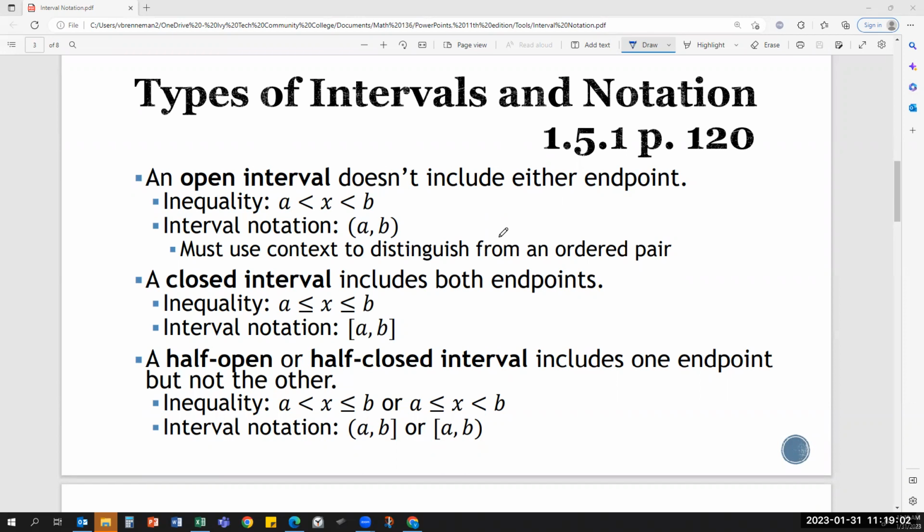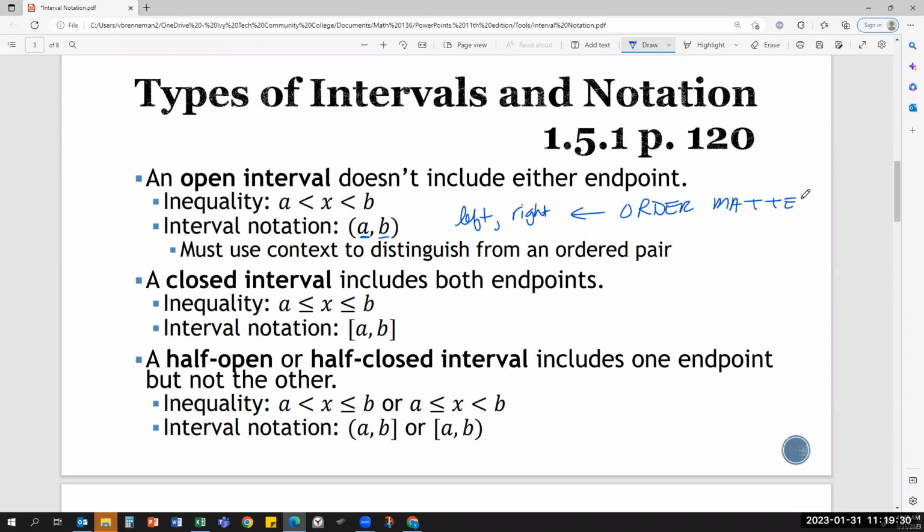So an open interval doesn't include either endpoint. So its inequality is going to use less than. A is less than X is less than B. The interval notation will use parentheses. So parentheses A comma B parentheses. The interval notation here is always going to have the left endpoint comma right endpoint. That order matters. You never give an interval giving the larger value first. It's always left to right, least to greatest.